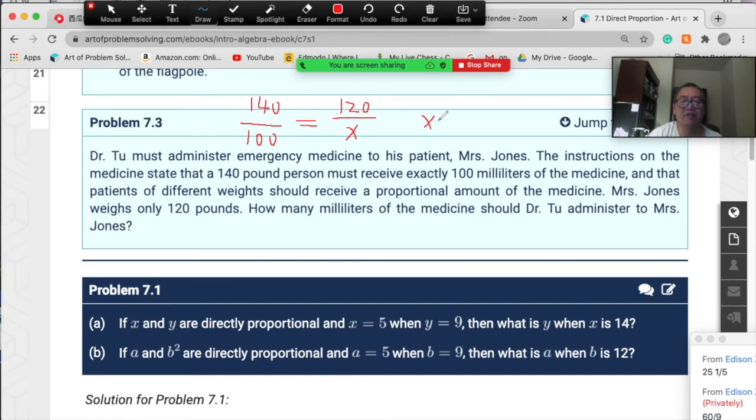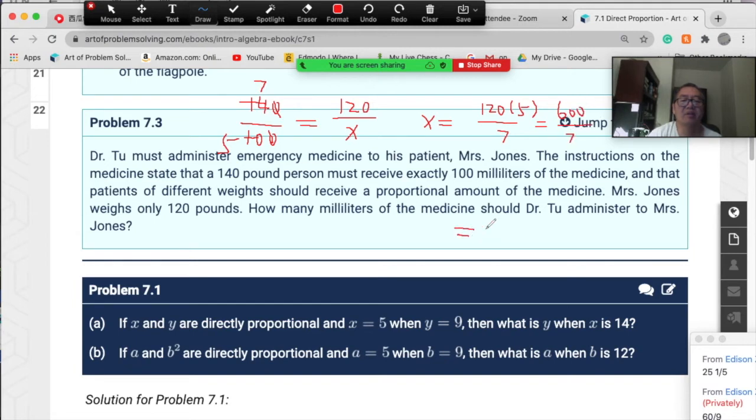Then you solve this equation. Now let's cancel out the common factor. So this one will be 5, this one will be 7. So then we get x equals 120 times 5, then divided by 7. So it gives us 600 over 7.